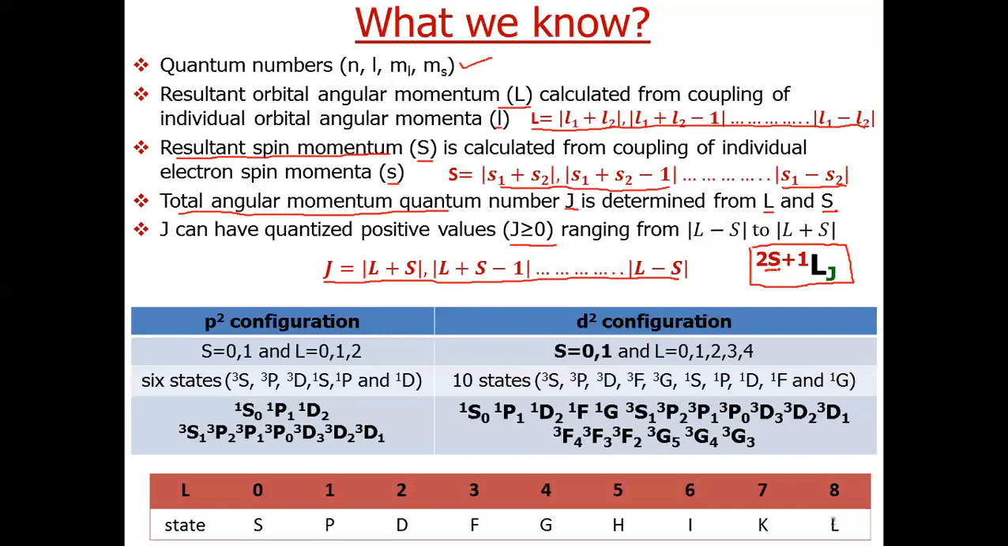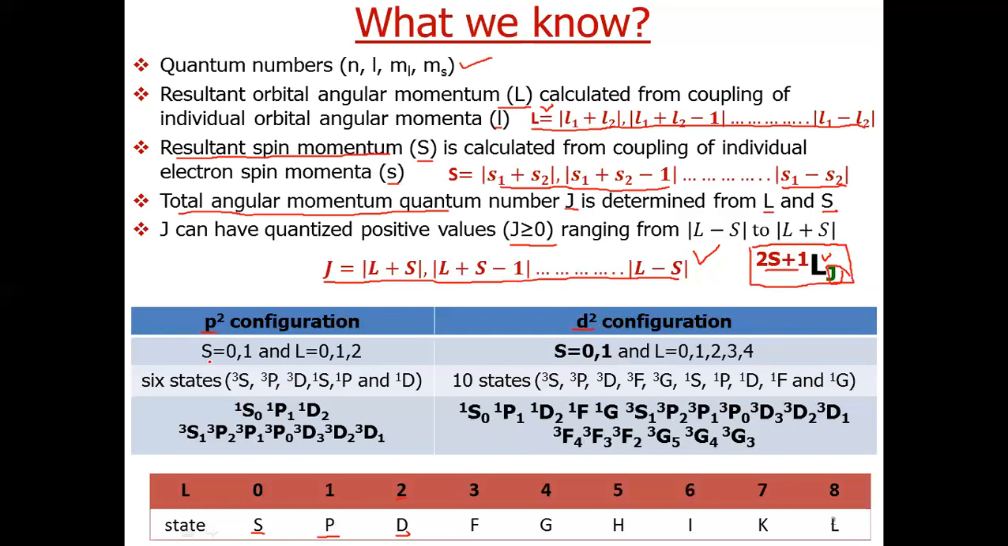Here 2S plus 1 is called the spin multiplicity, the L value is determined by this formula, and for a particular value of L, we give a particular state. Like if L is 2, we give it the state capital D, and after determining capital L and capital S, we determine J values by this formula. So by applying these formulas, we successfully calculated the term symbols for P2 and D2 configurations.